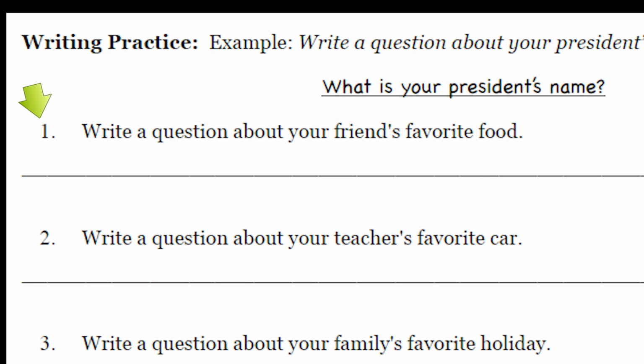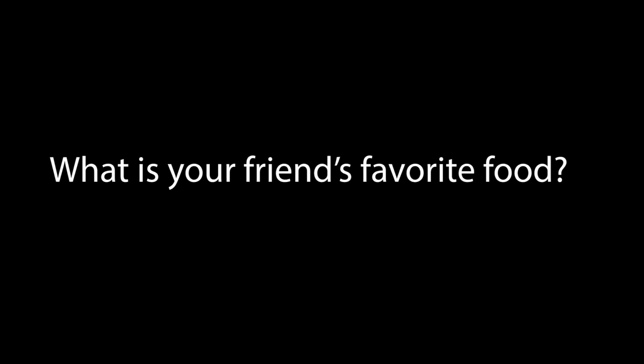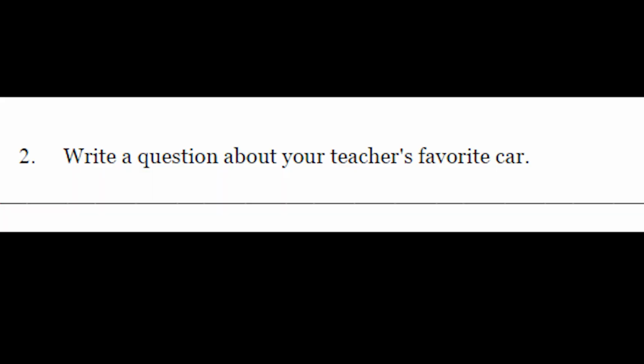Let's try number 1. The sentence reads, write a question about your friend's favorite food. We'll begin with what is, and then add the last part of the sentence, your friend's favorite food. Finally, add the question mark to complete the question. There, now it is complete. What is your friend's favorite food? Great. Pause the video here and complete number 2 by rewriting the sentence as a question.